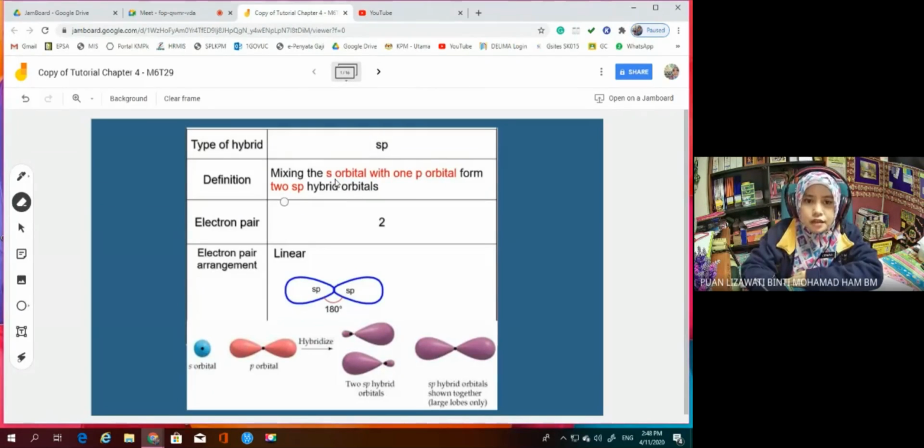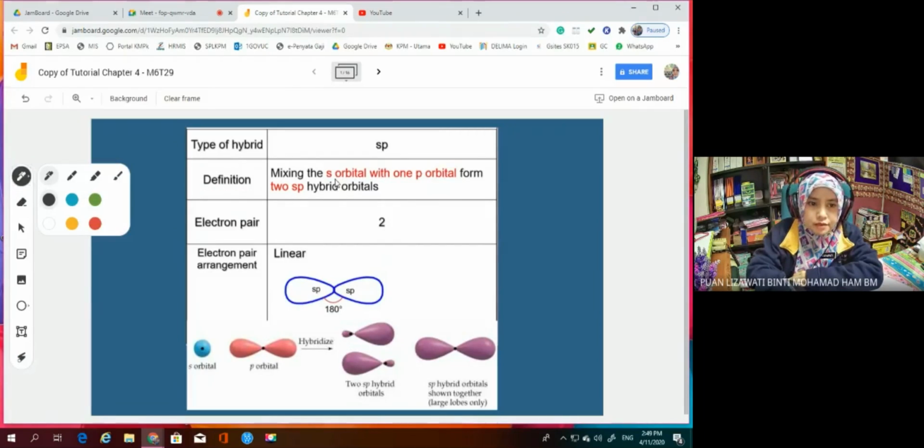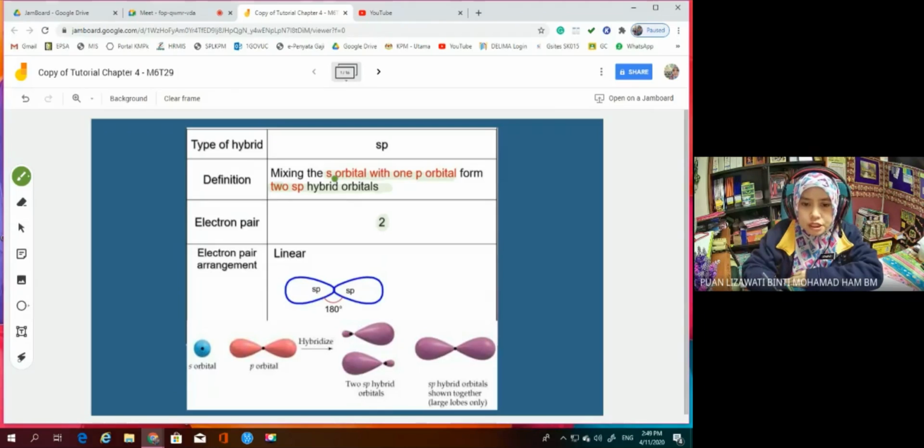Today I'm going to discuss sp hybridization. First, we take a look at the definition. We can define sp hybrid orbital as the mixing of one s orbital with one p orbital. It will form two sp hybrid orbitals. The electron pair is 2 and both electron pairs are arranged according to the linear shape. Therefore, the bond angle between these two hybrid orbitals is 180 degrees.